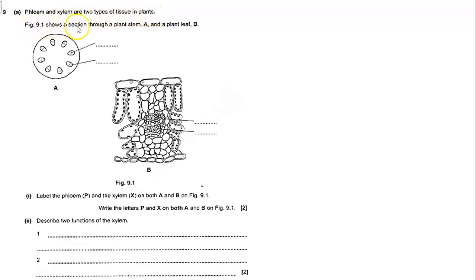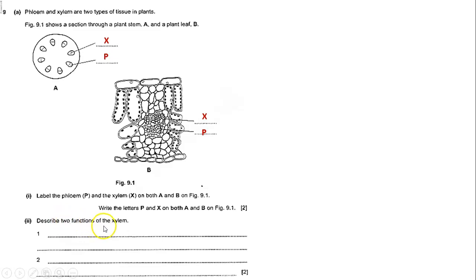The figure 9.1 shows a section through a plant stem in A and a plant leaf in B. So here you have a plant stem and here you have a plant leaf. Label the phloem as P and the xylem as X on both A and B. So here you go. Again, the xylem is the one pointing to the middle or pointing to the center of the plant, while the phloem is the one at the sides or at the outer end. In the leaf, you have the xylem on top and the phloem at the bottom, as we agreed before.